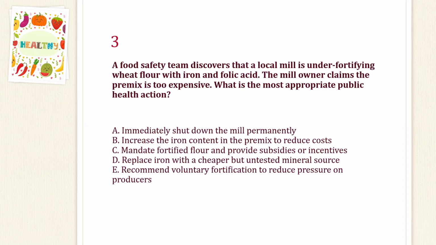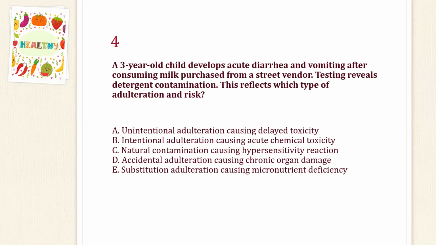A. No, the right answer is C, as the premix is in fact expensive. So mandate fortified flour and provide subsidies or incentives. The fourth MCQ: a 3-year-old child develops acute diarrhea and vomiting after consuming milk purchased from a street vendor. Testing reveals detergent contamination. This reflects which type of adulteration and risk?